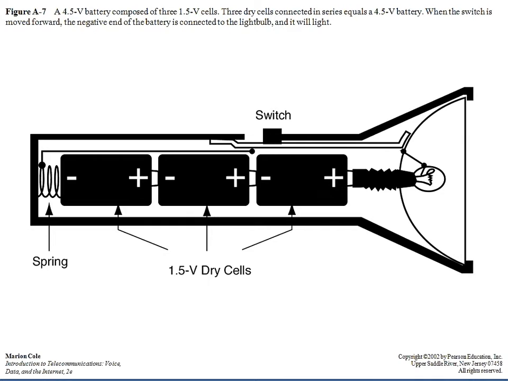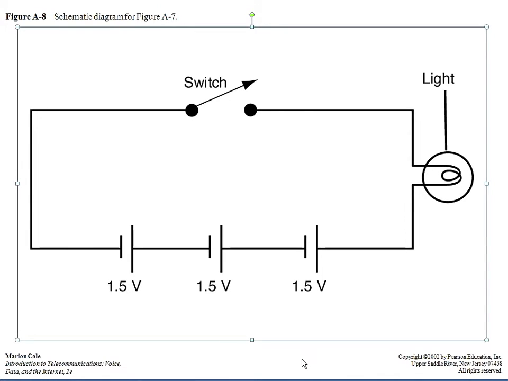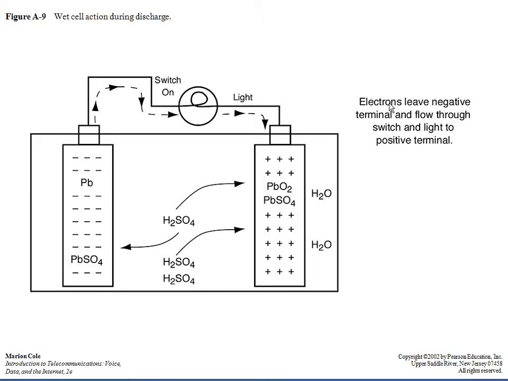Here we see the equivalent circuit for that flashlight from the previous slide. Closing the switch completes the circuit such that the electrons flow through the light bulb, glowing the filament, and being attracted to the positive end on this battery, jumping that gap, and being increased as they come around and complete the complete rotation. Now, if we look at the wet cell battery, we have a similar thing going on when that energy is being discharged.